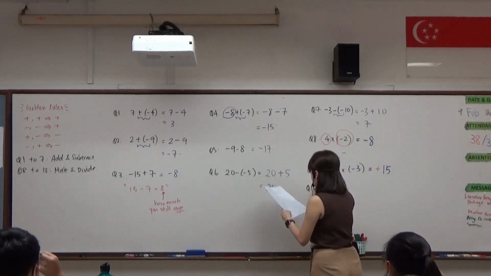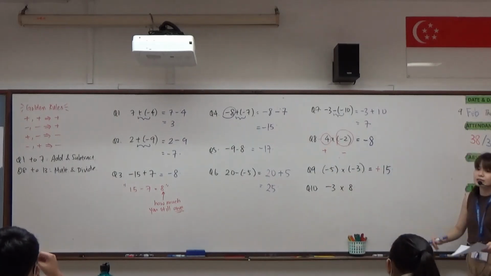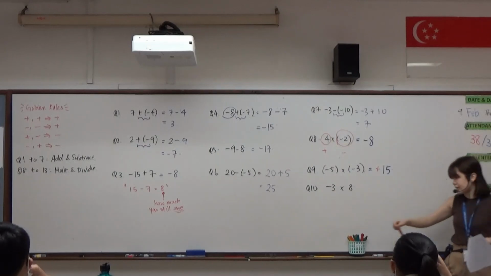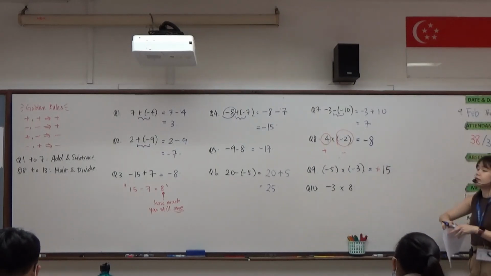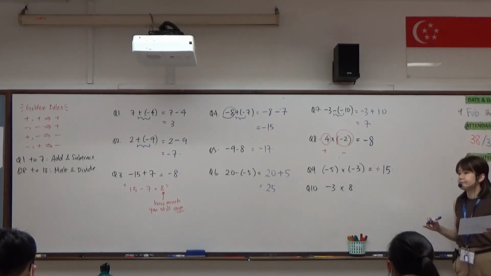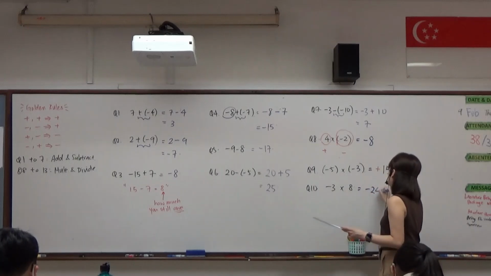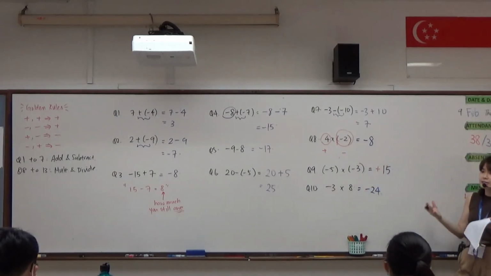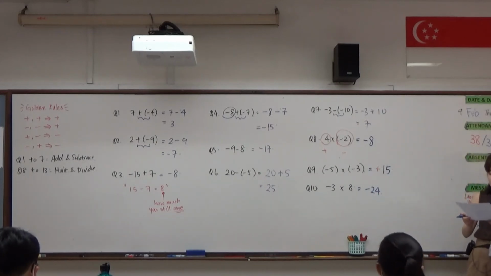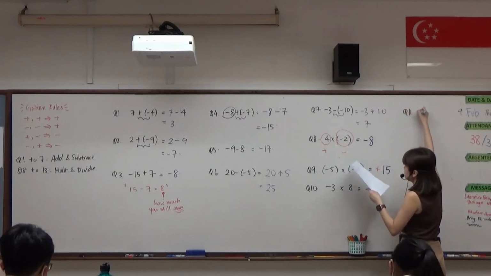Next, question 10. We have negative 3 times 8. What would our answer in this case be? Negative 24. Okay. Not minus. Minus is for plus and minus, not for times and divide. This one is negative and positive, so we get negative 24. Right?